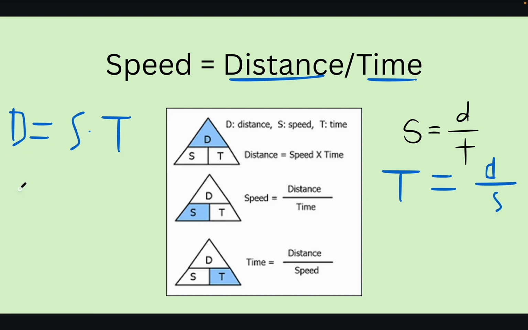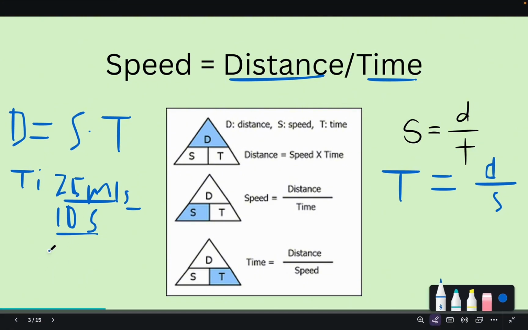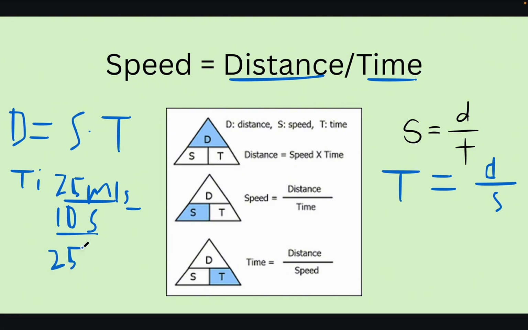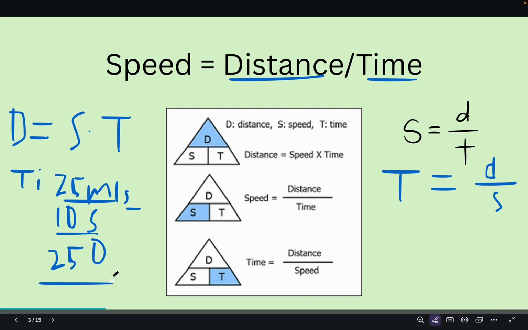For distance, right? Let's say Timmy, I'll put TI for Timmy, can run 25 meters per second, and he's run for 10 seconds. Now, it stands to reason that we all know that Timmy can run 25 meters per second. If we know that he's run for 10 seconds, it stands to reason that if we multiply both of these values, we would be able to get the total distance that he has run, which is 250. Because of this, we know that distance is equal to speed times time.